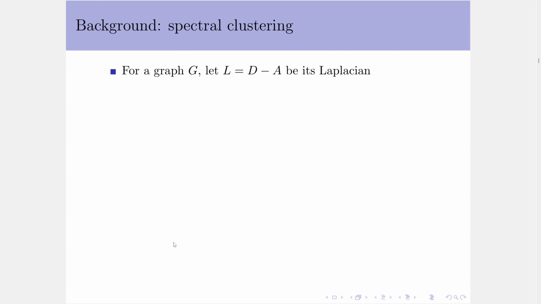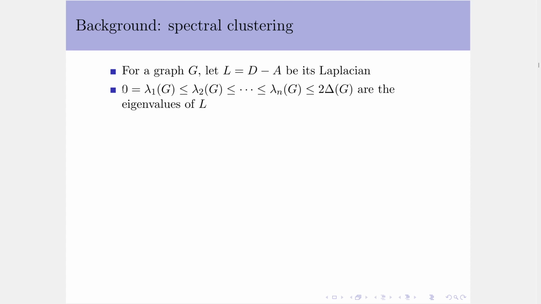So before we move on to the main statement, let me give some background on spectral clustering and spectral graph theory. Given a graph G, we define the Laplacian matrix to be the degree matrix minus the adjacency matrix, and it is known to be positive semi-definite. And so it has non-negative eigenvalues, and its first eigenvalue is 0. The second eigenvalue is called the algebraic connectivity, and the largest eigenvalue is known to be bounded above by twice the maximum degree. Here delta denotes the maximum degree of the graph.